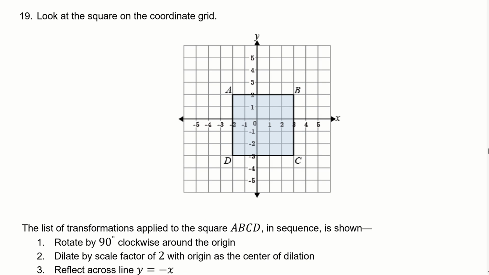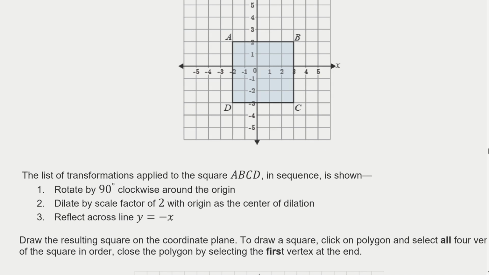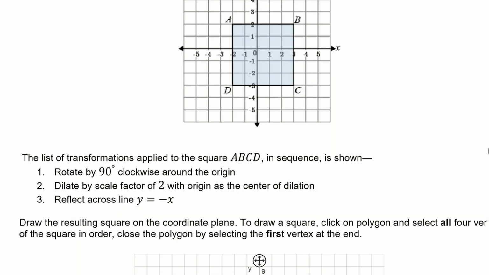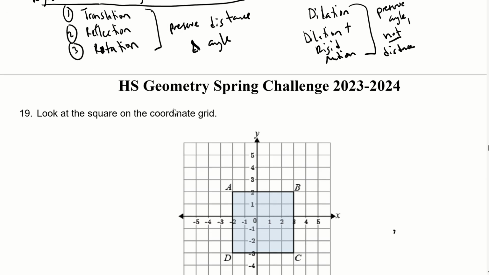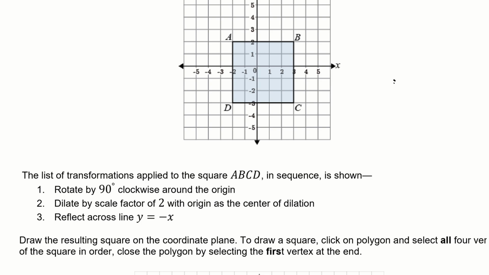Now, number 19, look at the square on the coordinate grid. All right, the list of transformations apply, hold on here. Let me make sure, okay, make sure everything's good. Let me undo that movement.